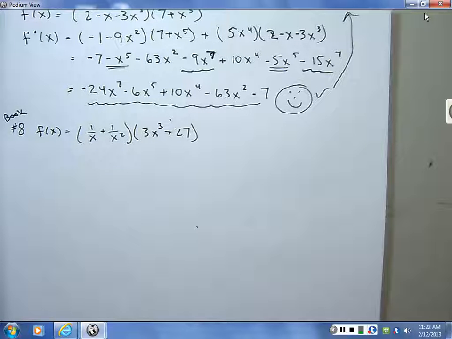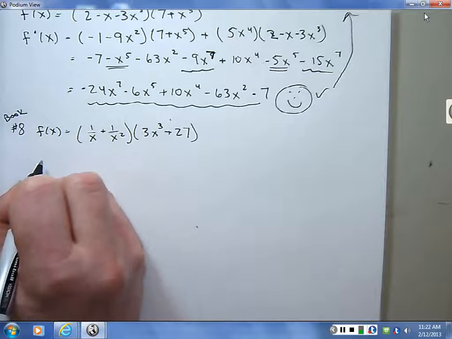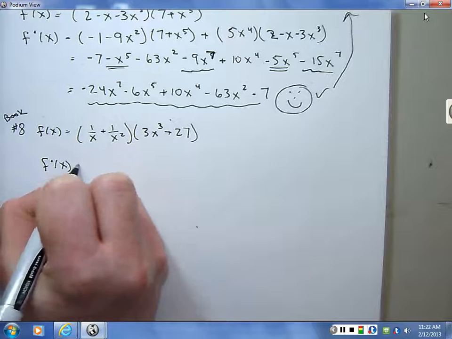You can do the product rule. Derivative of the first one, hold the second one, plus the derivative of the second one, hold the first one, and simplify. Both approaches should get you the same answer. But let's look at it doing the product rule. So what's the derivative of the first function?